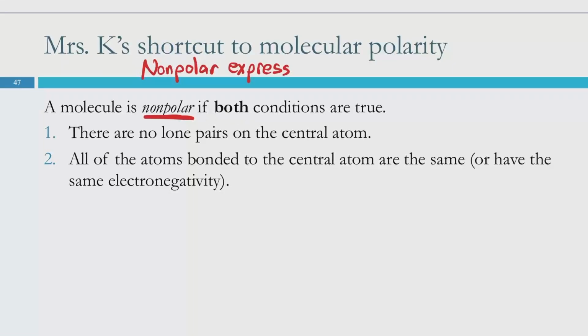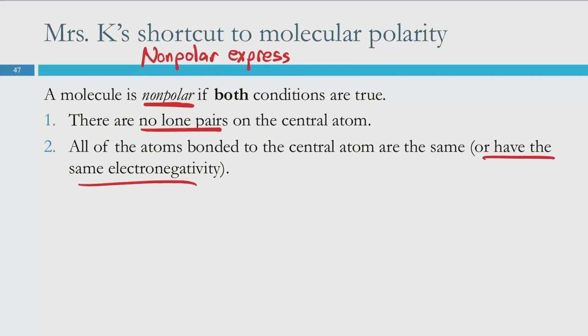If one, we have no lone pairs on the central atom, that means we're going to have linear, trigonal planar, tetrahedral, trigonal bipyramidal, or octahedral geometry. Those are our 5 options. And two, all of the atoms bonded to the central atom are the same or have the same electronegativity. This will mean that the arrows are exactly the same size, and because we have no lone pairs on the central atom, they'll be perfectly spaced out so that they all cancel out.